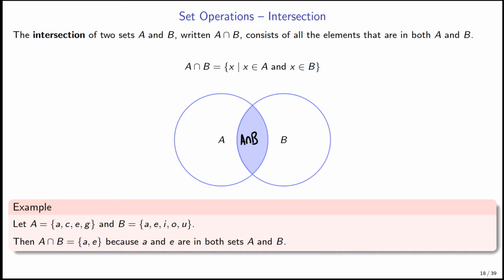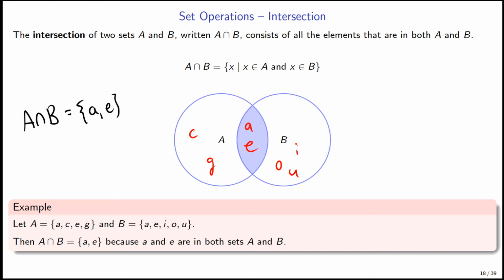A contains A, C, E, and G. Let's just get rid of this symbol in the middle. B contains A, E, I, O, and U. Now, I'm going to put the common elements in the middle here. So A and E are shared by both of these, so I will remove them from these two sets. Okay. So because A and E are shared, that means the intersection of A and B here consists of those shared elements A and E.